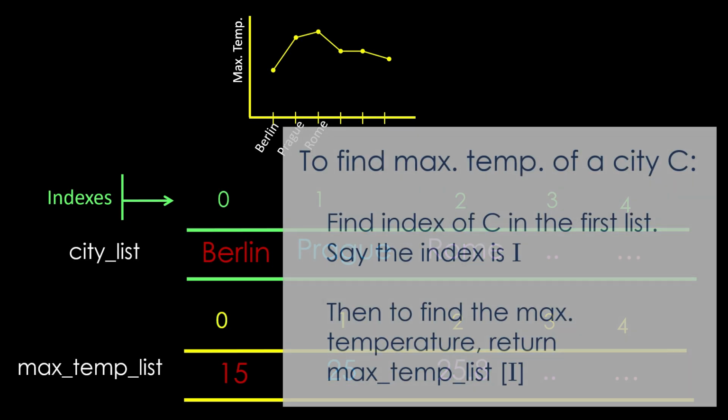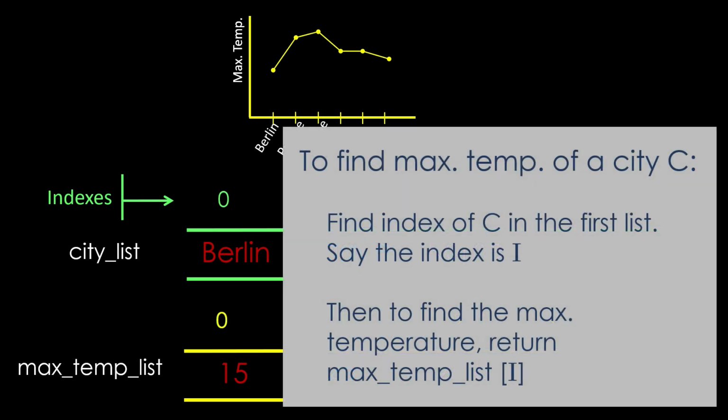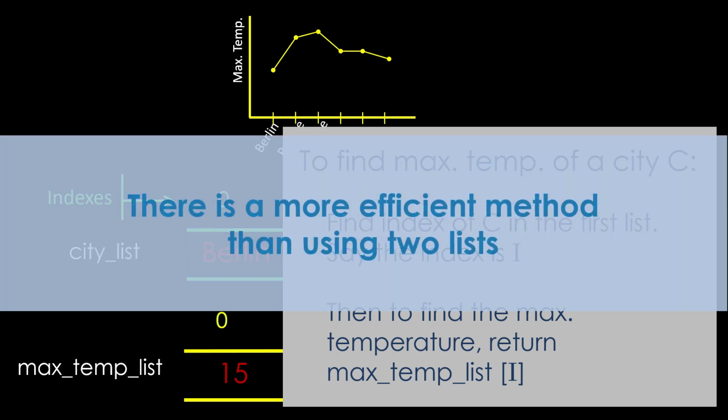Similarly, when someone asks for the temperature of a city, first we need to find out the index for the city and then using the index find the temperature from the second list, max_temperature_list. A curious fact is that computer scientists have found a better way of storing temperatures for each city than using two lists, one for cities and another for temperatures.